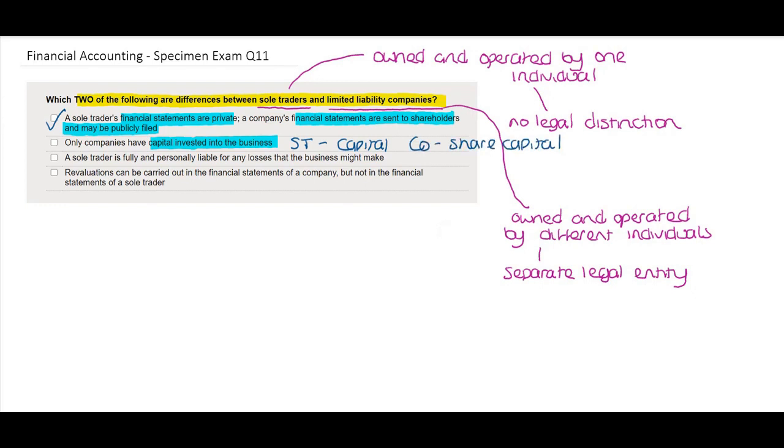Our next statement says that a sole trader is fully and personally liable for any losses that the business might make.